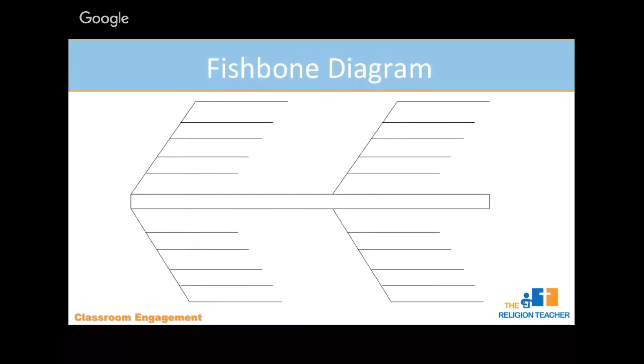Fishbone diagram, kind of similar to the mind map, is another graphic organizer. Basically, you have the main idea in the middle, and then the supporting ideas around the outside, like in the bones of the fish, basically. Pretty simple, but again, a great way for you to help students organize information.